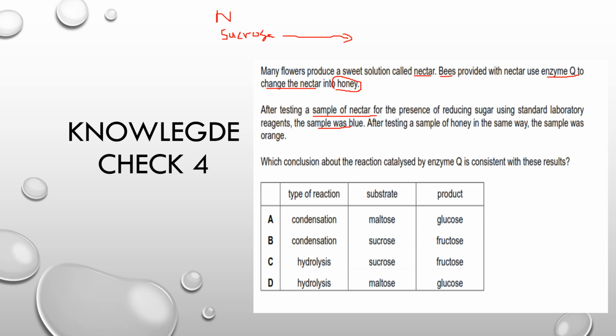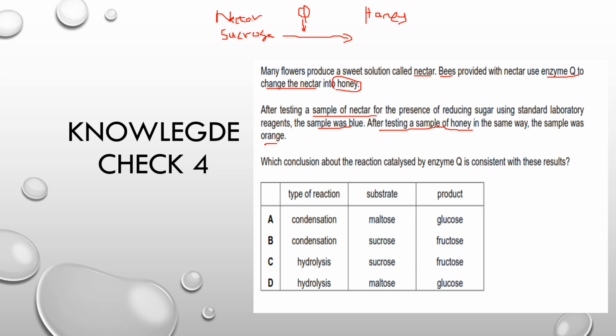And then we carry out the same test on the sample of honey. So what do we have? We have orange, so it showed a positive result. That means this enzyme Q did what to sucrose? Nectar contains sucrose. How do we know? It gave us a negative result, no change in color. So enzyme Q converts sucrose, nectar, to honey. Honey showed the presence of what?